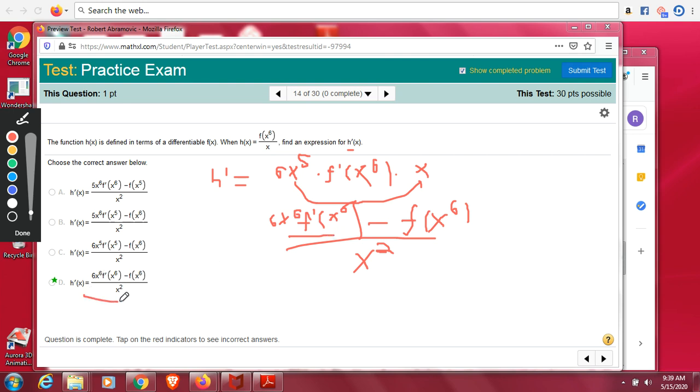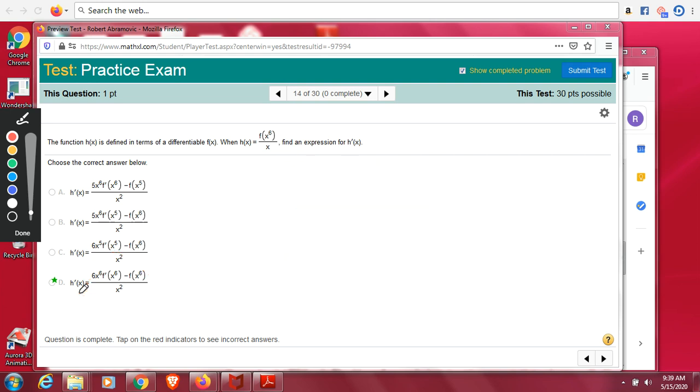And there we can see which of these 4 answer choices matches our expression. It's choice D. H prime is 6 times x to the 6 power times f prime of x to the 6 minus f of x to the 6 power all over x squared. So this is the derivative of the numerator times the denominator minus the numerator times the derivative of the denominator, which in this case is 1, all divided by the denominator squared.